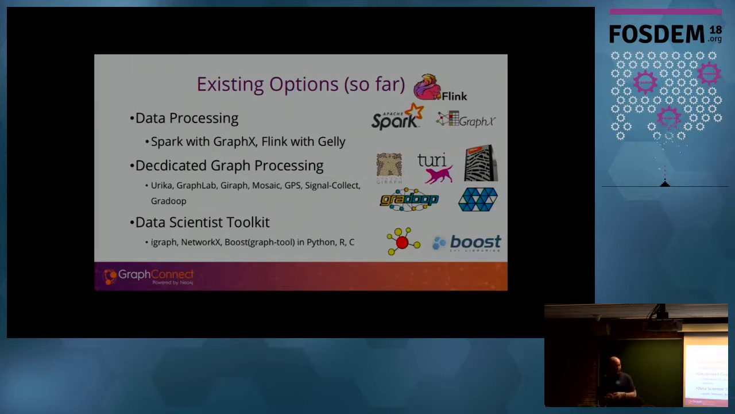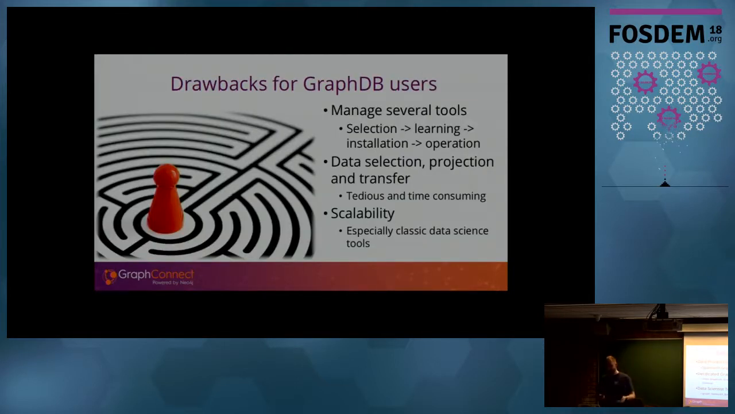How do you run graph algorithms? In the past, there were already many ways of running graph algorithms on Spark with GraphX or GraphFrames, on Apache Flink, on Giraph, on Turi, there's Gradoop from Martin, the Boost library, and so on. So there are many ways of running iGraph, many ways of running graph algorithms. But what we from Neo4j wanted for people using Neo4j is that they don't have so many moving parts, so that they can just take the data that they already have in their graph and run graph algorithms on top of that without having additional things to do.